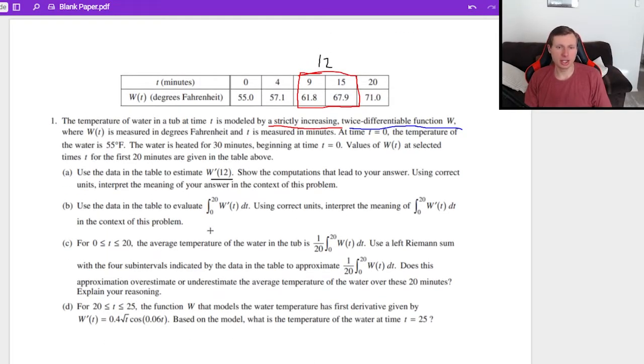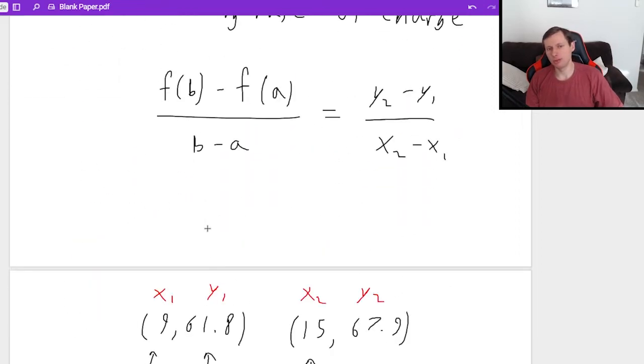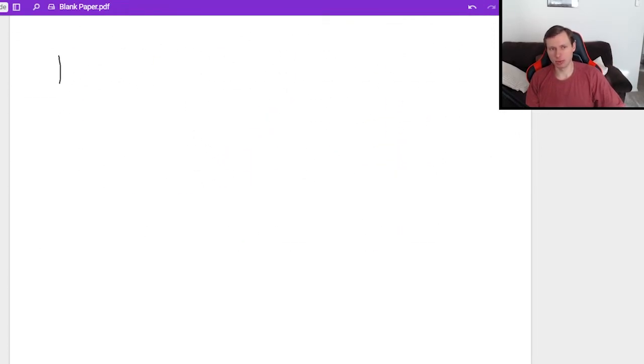Use the data in the table to evaluate the integral from 0 to 20 of w prime of t. Using correct units, interpret the meaning of the integral from 0 to 20 of w prime of t dt in the context of this problem. So this one's actually kind of confusing, I bet, for most people. Luckily, I know how to do it. This is the fundamental theorem of calculus, part 2. You could even make the argument that this is fundamental theorem of calculus, part 1. But basically, let me tell you in terms you'll understand.